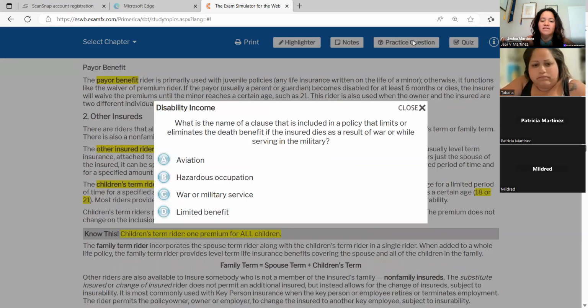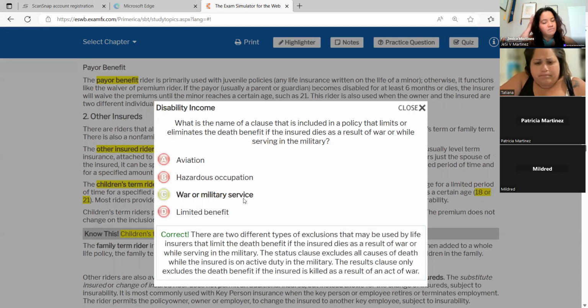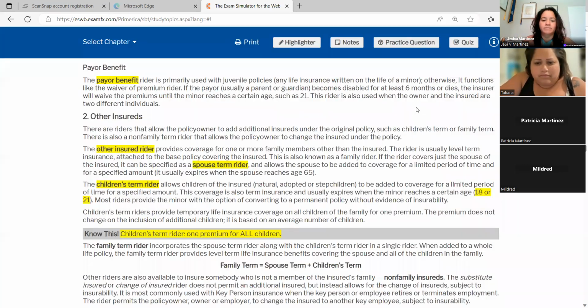What is the name of a clause that is included in a policy that limits or eliminates the death benefit if the insured dies as a result of war or while serving in the military? A, aviation. B, hazardous occupation. C, war or military service. D, limited benefit. C, war or military service. Yep, that was kind of a giveaway.